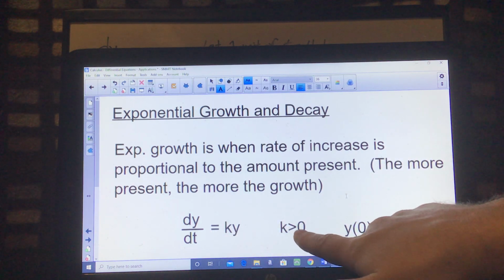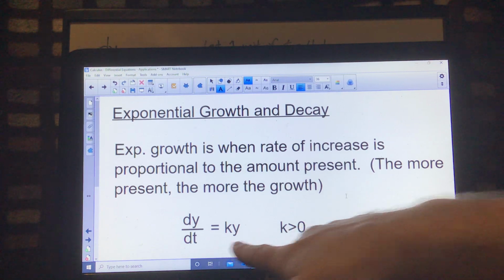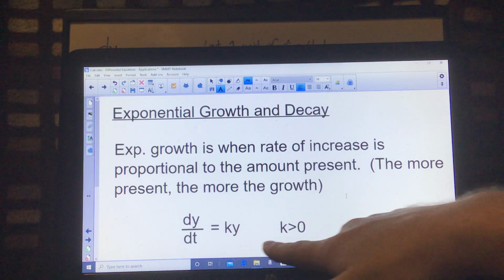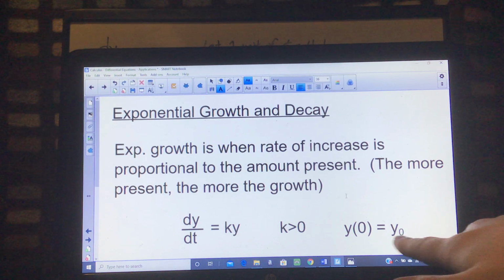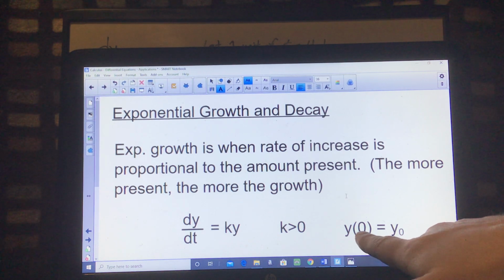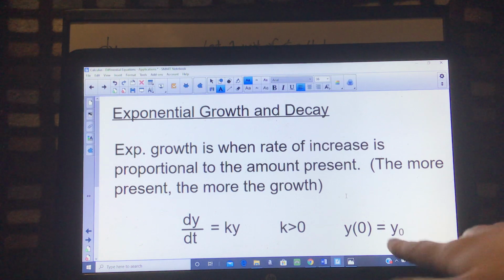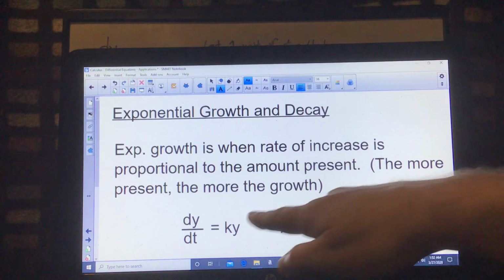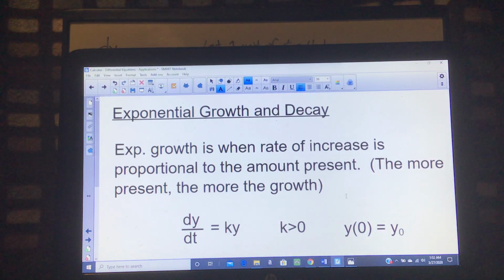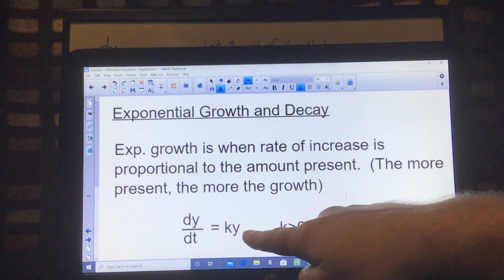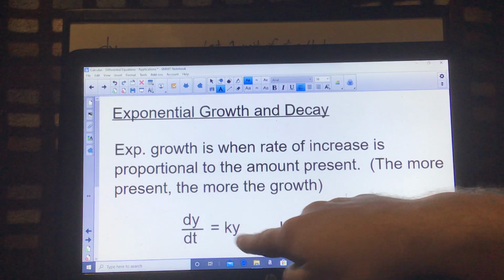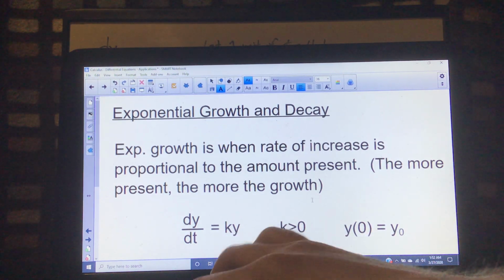If it's positive, then it's a growth equation. And they use this y sub naught for the initial condition. So notice I found at time 0 what the population was, and I was able to use this after solving the differential equation. So exponential growth actually starts this way. It has a derivative of some kind of proportional constant growth based on the original amount.